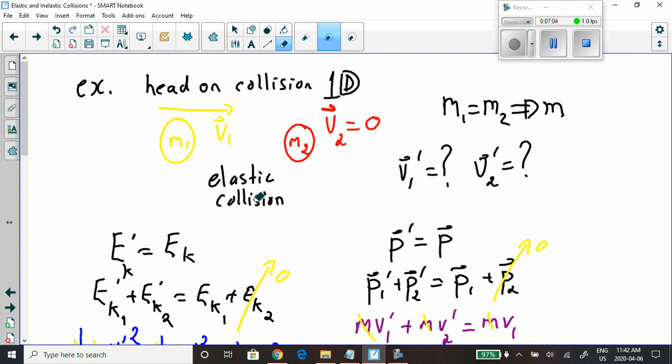Well, you would use the power of the definition of the elastic collision. We would take advantage of the fact that the kinetic energy is conserved, and we would take advantage of the fact that the momentum is conserved. So let's work through these.